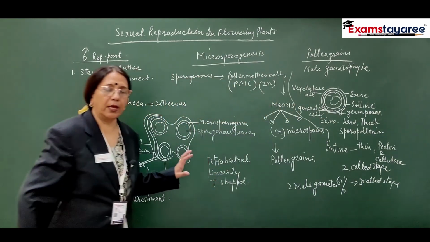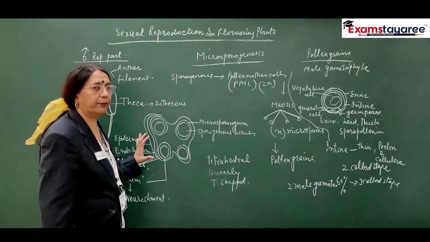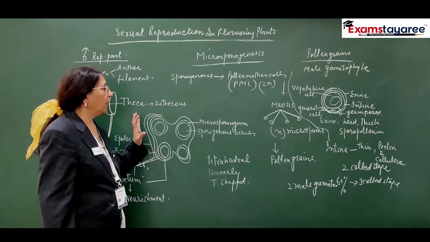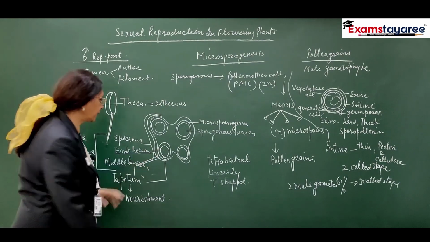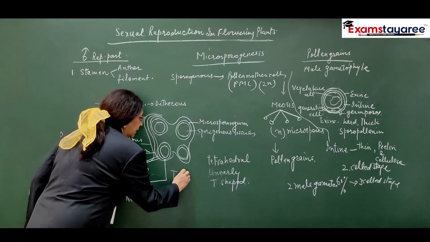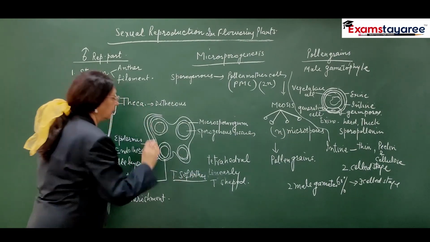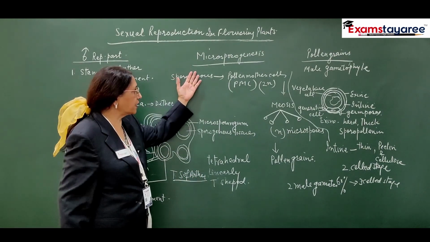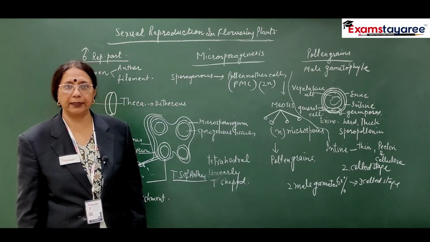So in this way, I hope you have understood the male reproductive system, where we have studied about the structure of stamen, transverse section of anther, microsporogenesis, and the structure of pollen grains.